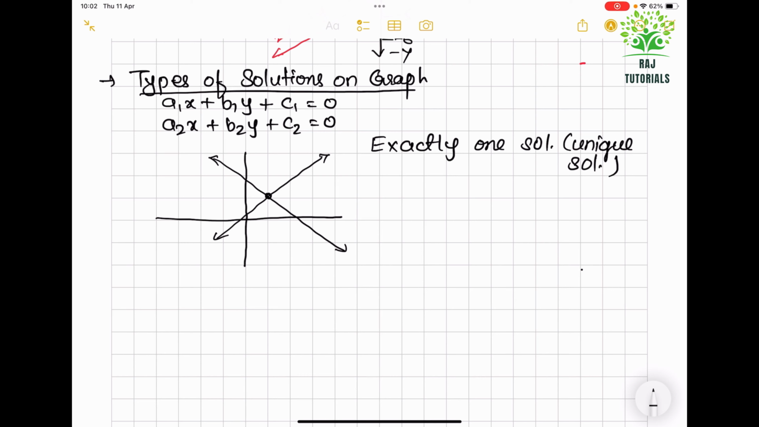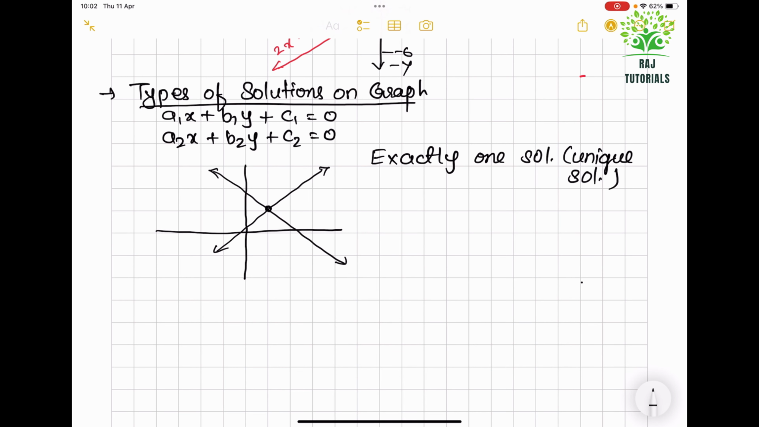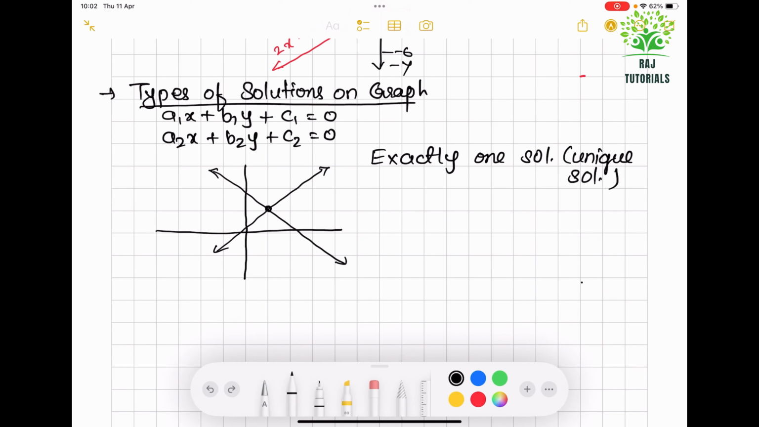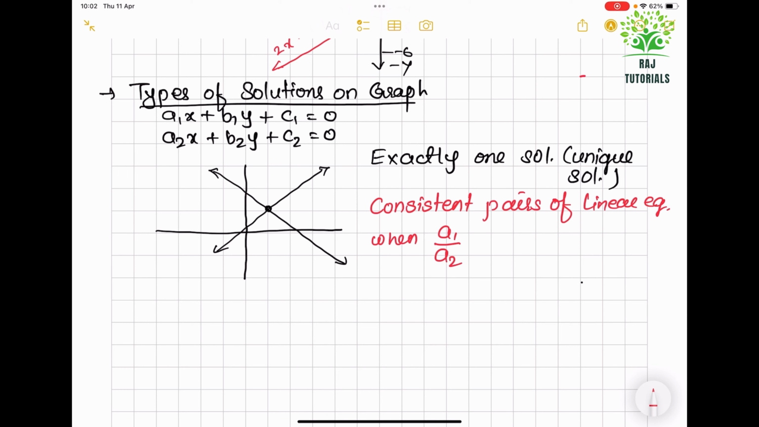So this will be, now let me change the pen color again because this point is important. So we write it as consistent. So this pattern of lines is called consistent pair of linear equations. And this will be possible when a1 upon a2 will not be equal to b1 upon b2.